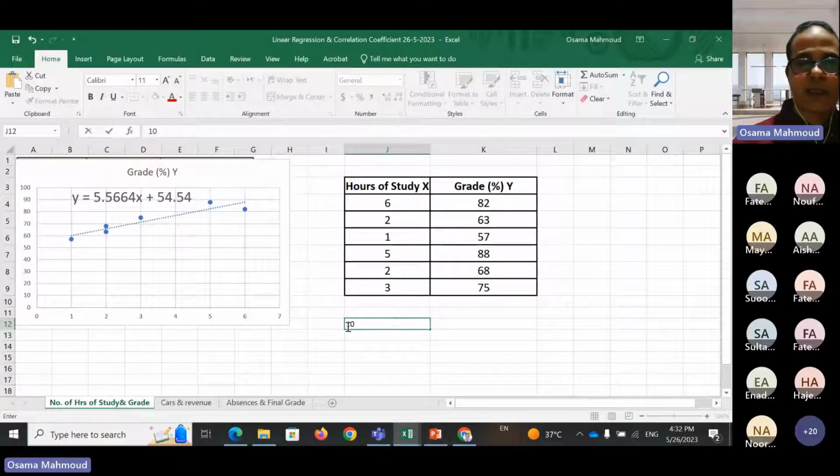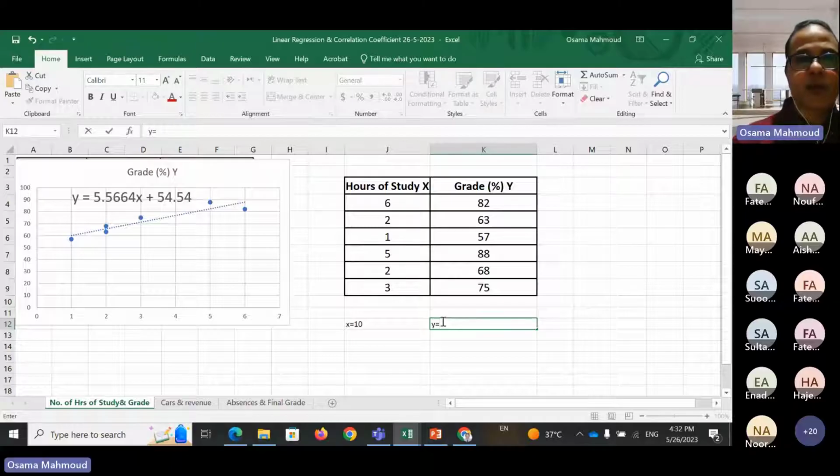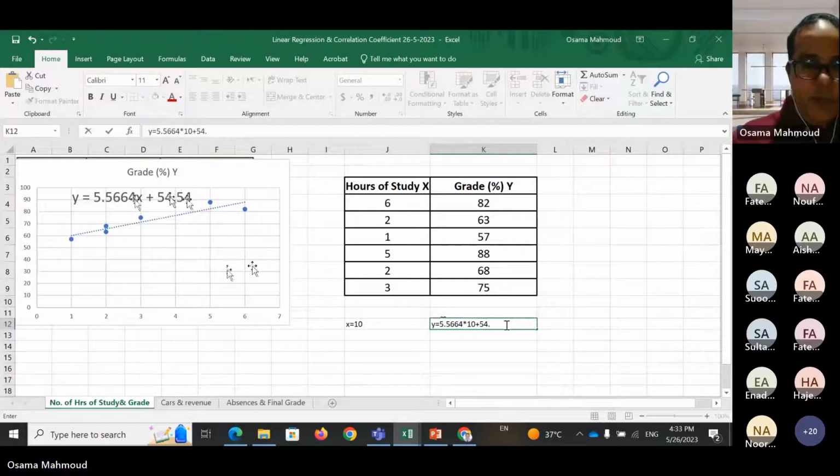Yes, if x equals 10, the y equals what? I'm going to substitute x equal to 10, so I have 5.5664. Instead of x, I replace it by 10, the number of hours, plus this part, which we call the intersection part of the y-axis, or the y-intercept. If you put x equal to 0, this tells you where exactly your line will cut the y-axis, right? Okay, so this is the intersection part of y.